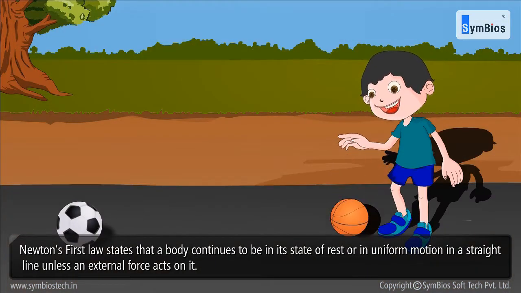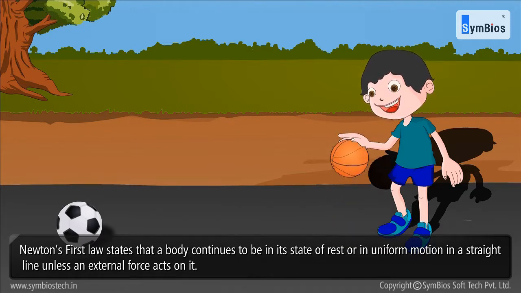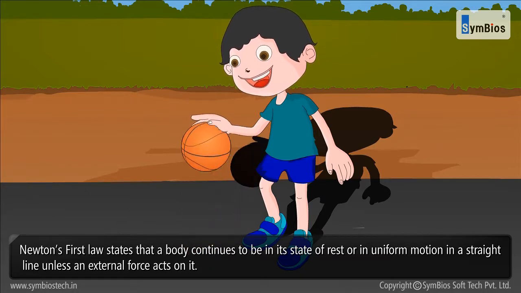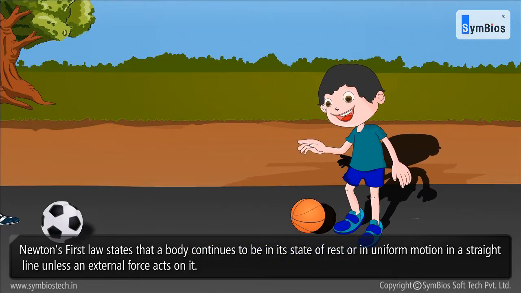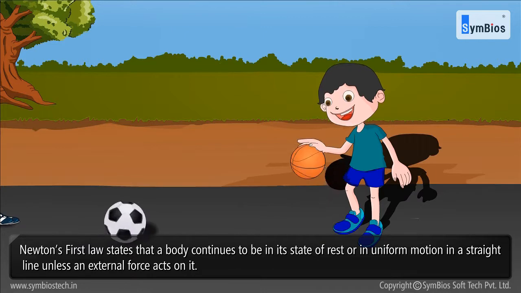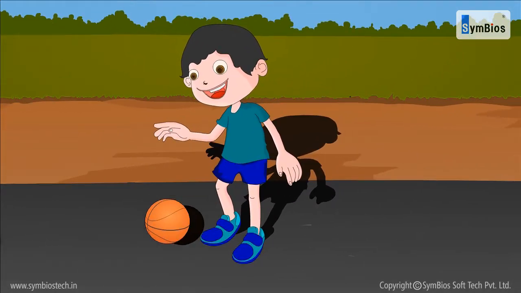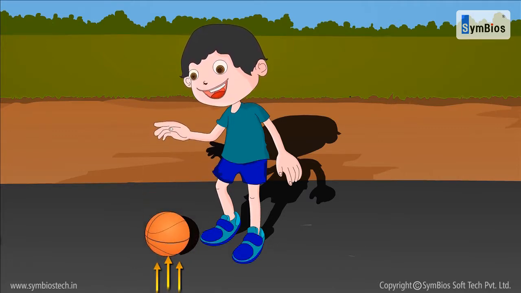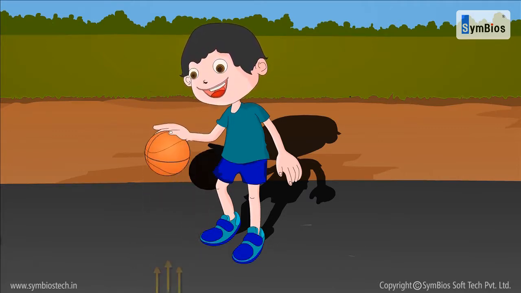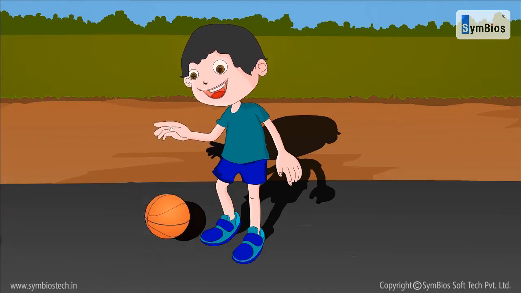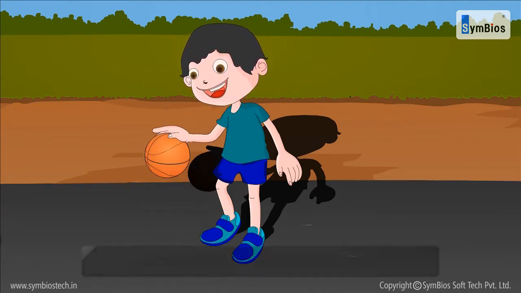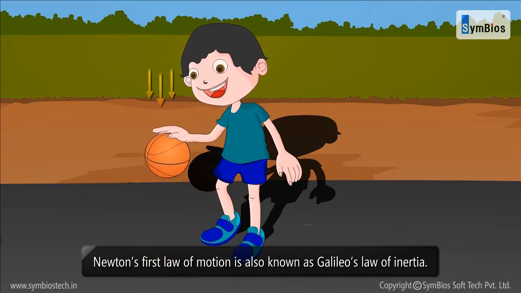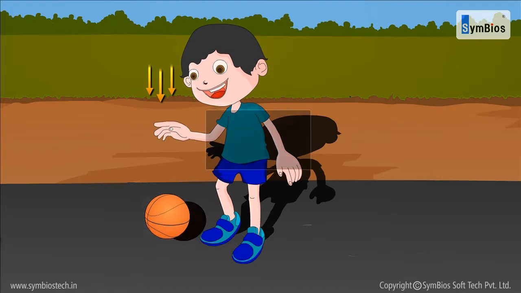Newton's first law states that a body continues to be in its state of rest or in uniform motion in a straight line unless an external force acts on it. In other words, all bodies oppose any change in their state of rest or motion. This tendency of bodies is called inertia. Newton's first law of motion is also known as Galileo's law of inertia.